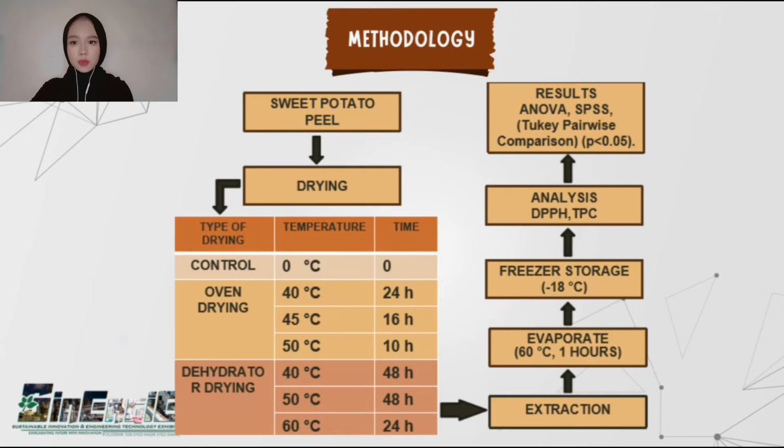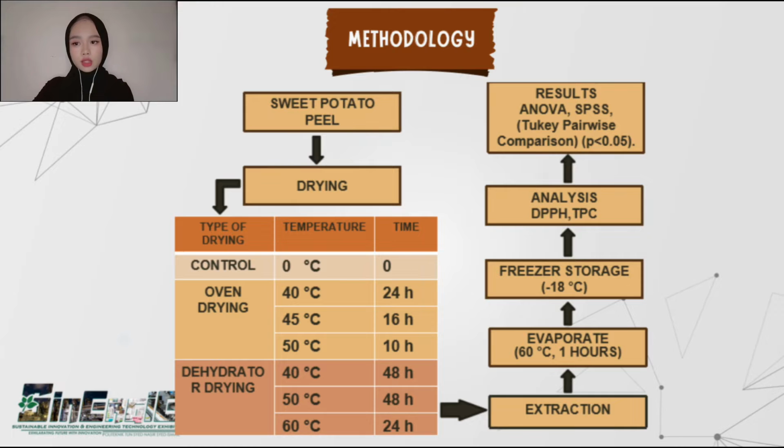The extraction method is based on the journals with slight modification. In short, the sweet potato peels will be dried using the oven and dehydrator at 3 different temperatures. Samples of sweet potato peels without drying were also used to see the comparison of total phenolic content and antioxidant activity. Extraction will be carried out after drying using a centrifuge and evaporation for 1 hour at a temperature of 16 degrees Celsius using a water bath. The sample will be stored in the freezer to optimize the extraction quality to obtain a high amount of total phenolic content and antioxidant activity, because it can also avoid reaction with other components.